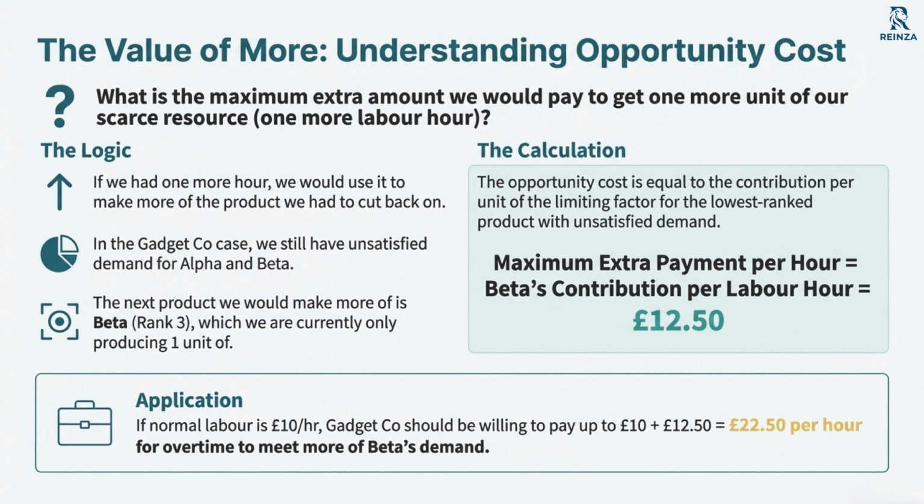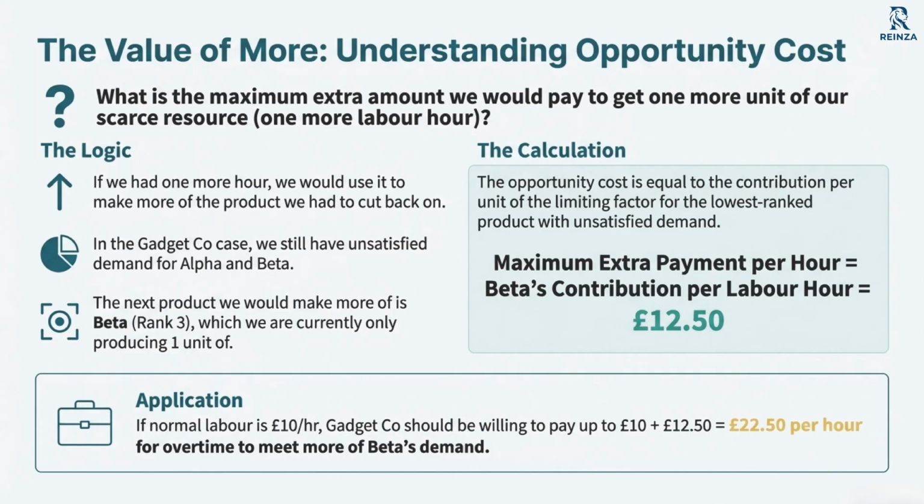Currently, we have unsatisfied demand for both alpha and beta. We made 266 alphas out of 400 demanded, and only 1 beta out of 600 demanded. If we got more hours, what would we make? We would first make more alpha units until we meet the full demand of 400. Then we would make more beta units. Beta is our lowest ranked product with unsatisfied demand, and this is the key to calculating opportunity cost.